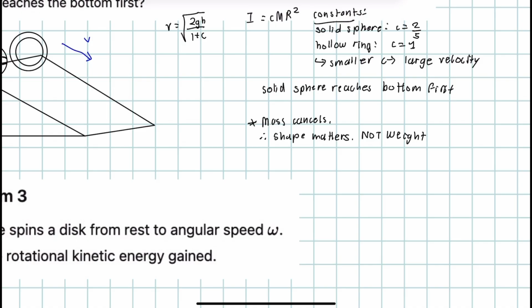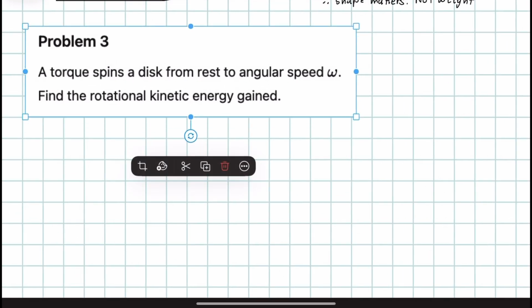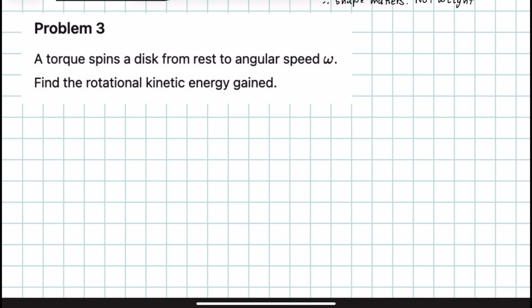So now let's do a third problem. Let's say we have a torque that spins an object from rest to an angular velocity. Find the rotational kinetic energy gained. So we can use the rotational kinetic energy formula, which is K rotational is equal to 1/2 inertia times angular velocity squared. Now we know that if torque does work, then work is going to equal the delta K of rotational. So that mirrors linear work energy.